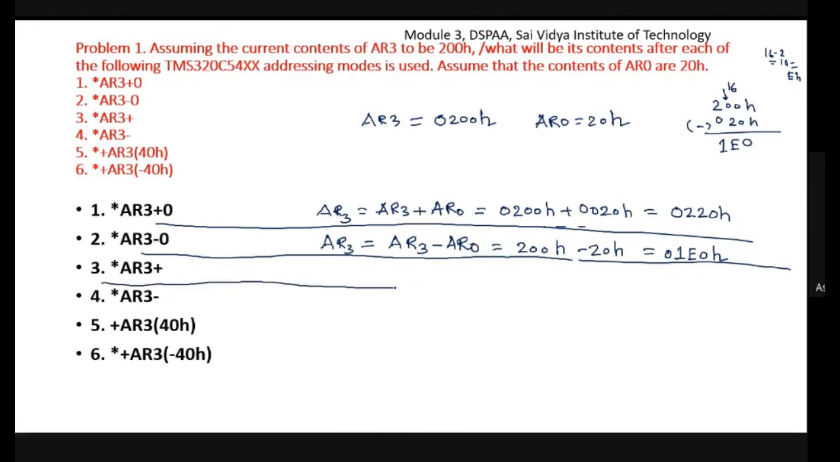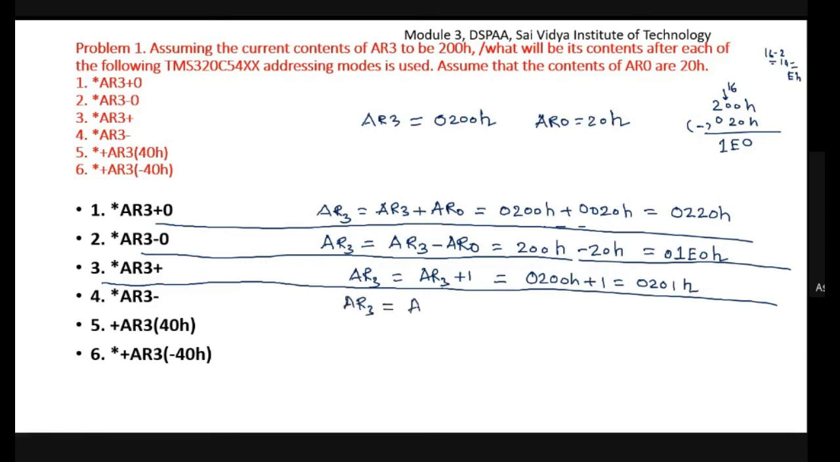Moving on to the third one. The third one that we have here is star AR3 plus. It is nothing but the increment operation, post increment. So AR3 is equal to AR3 plus 1, that is 0200 hexadecimal plus 1. This is nothing but 0201 hexadecimal. Again for this, it is AR3 is equal to AR3 minus 1. This is nothing but 200 hexadecimal minus 1.